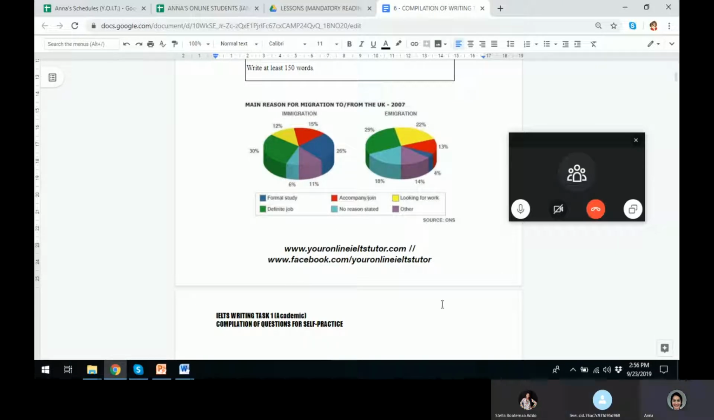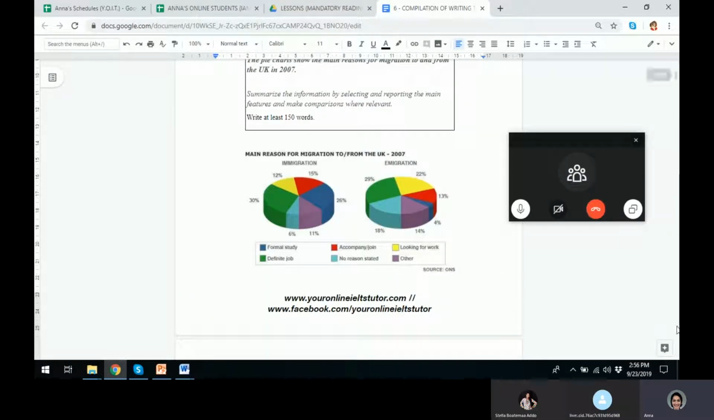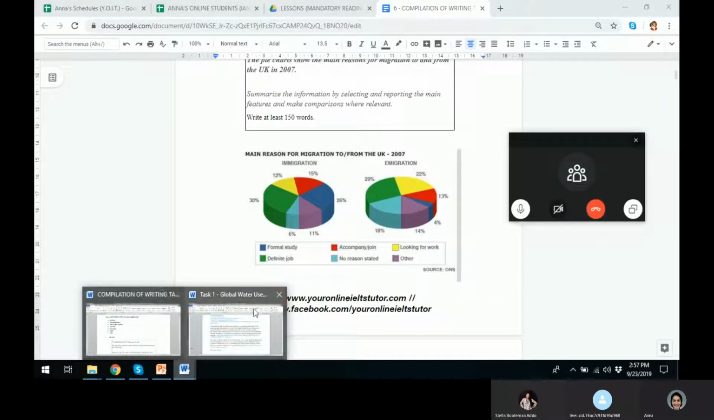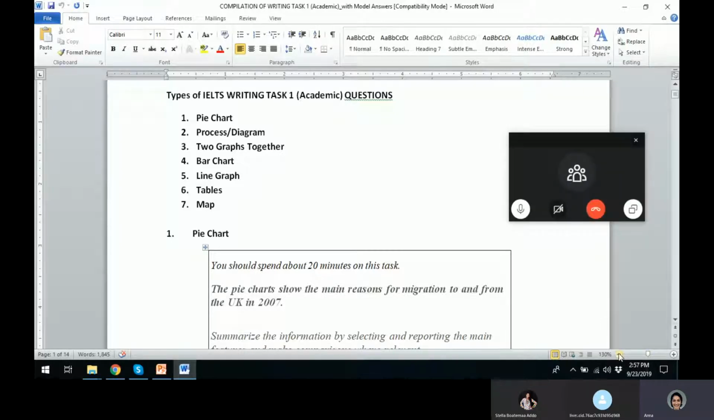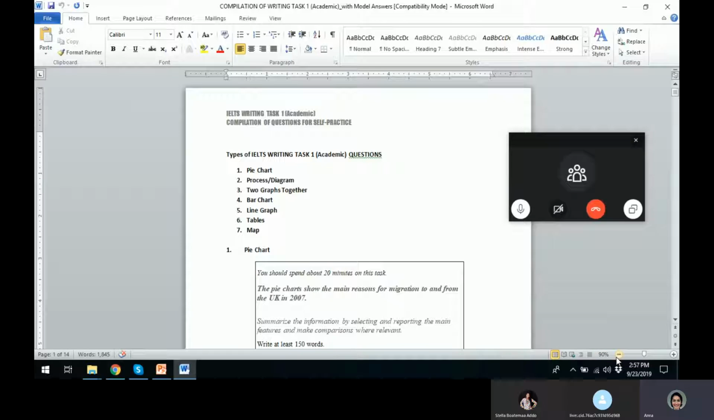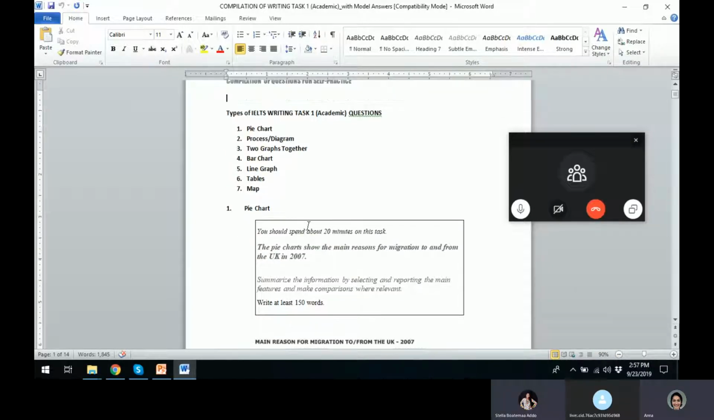That's fine. All right, so here's another example of a pie chart. This file is called Compilation of Writing Task 1 Academic with Model Answers. Stella, have you studied this file before? No, not yet. Okay, I am requiring you to study all of them, please. So each one is represented: pie chart, process, diagram, two graphs, bar chart, line graph, tables, map. That's a lot. Okay.